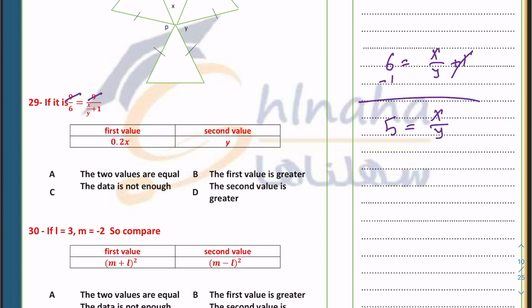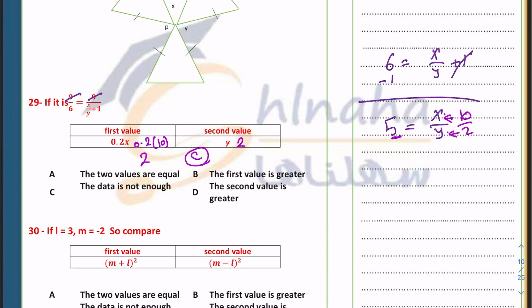Okay, by the way, how can I compare now? You can choose any two values for x and y. When you divide them, the answer will be 5. Like 10, because 10 divided by 2 equals 5. So x equals 10 and y equals 2. I can plug in here. y is 2, x is 10, so 0.2 times 10. 0.2 times 10 will also be 2, so both are equal.